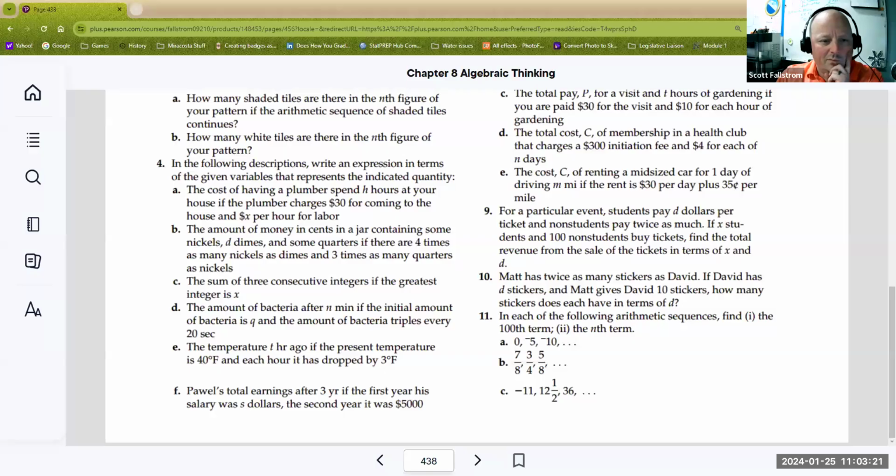Hello, students. Got a couple homework questions coming to you today, so I'm going to jump into that. These are from 8.1. And the first question is for B.